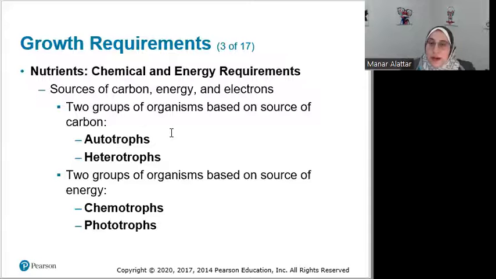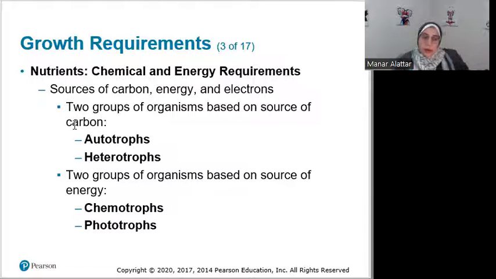So when we're talking about, let's start with carbon, energy, and electrons. Where are organisms getting their carbon from? Where are they getting their energy source from? And where are they getting their electrons from? We have some terms that allow us to distinguish between these sources, okay? And there will be a table that summarizes these terms as well.